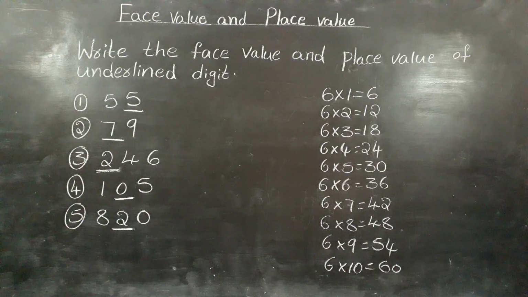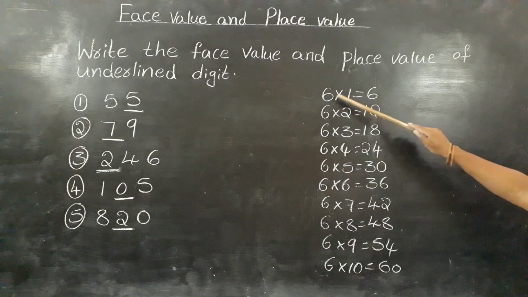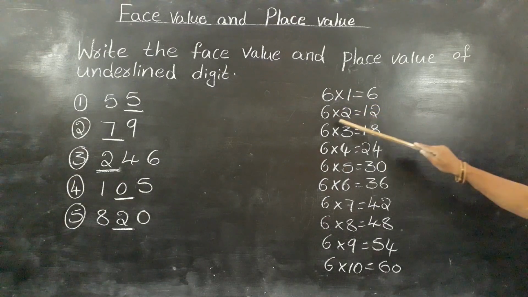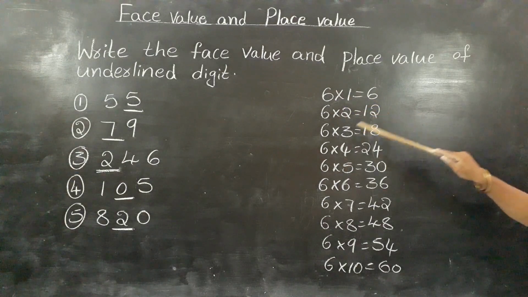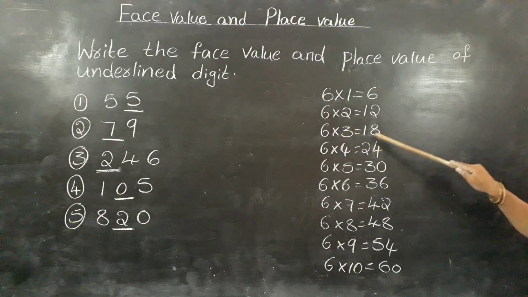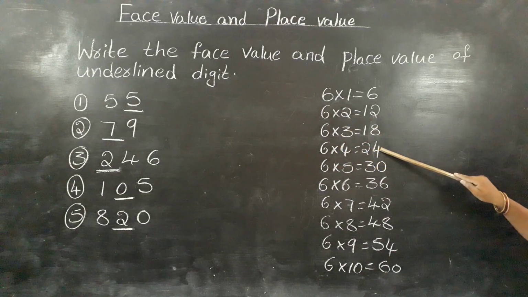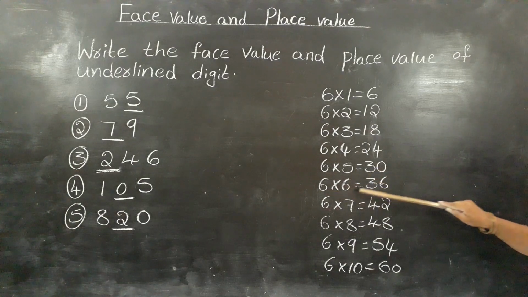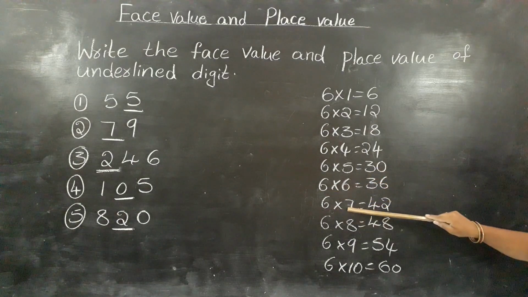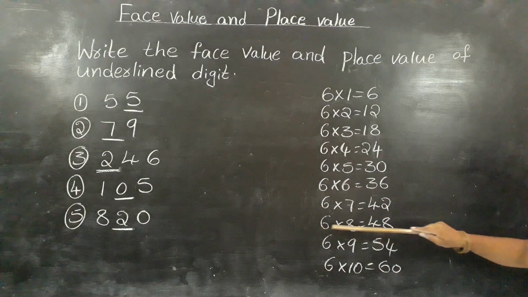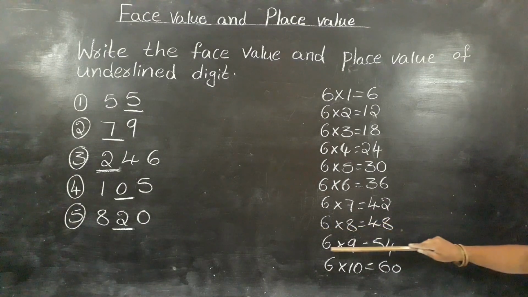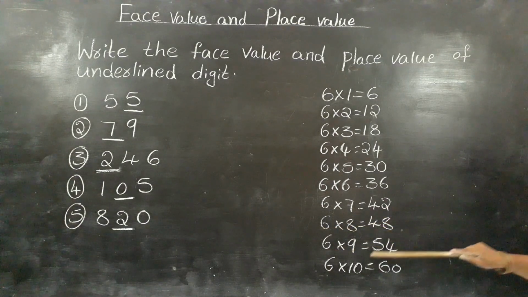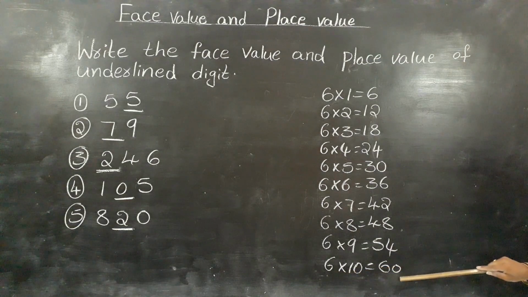And also learn the 6 table. 6 ones are 6, 6 twos are 12, 6 threes are 18, 6 fours are 24, 6 fives are 30, 6 sixes are 36, 6 sevens are 42, 6 eights are 48, 6 nines are 54, 6 tens are 60. And also write it 3 times.